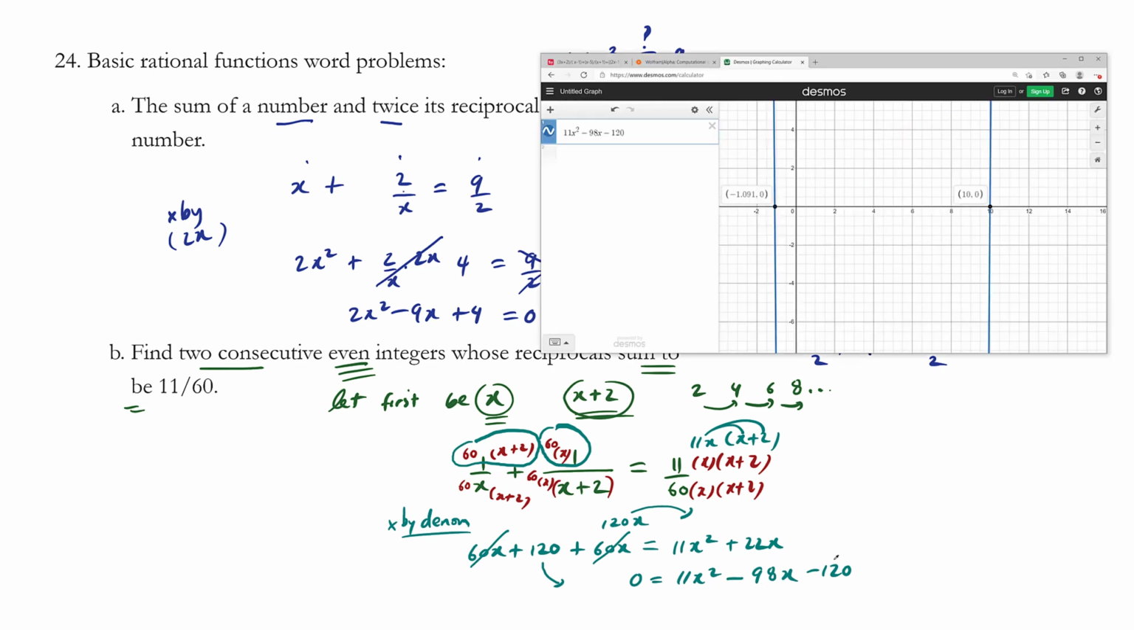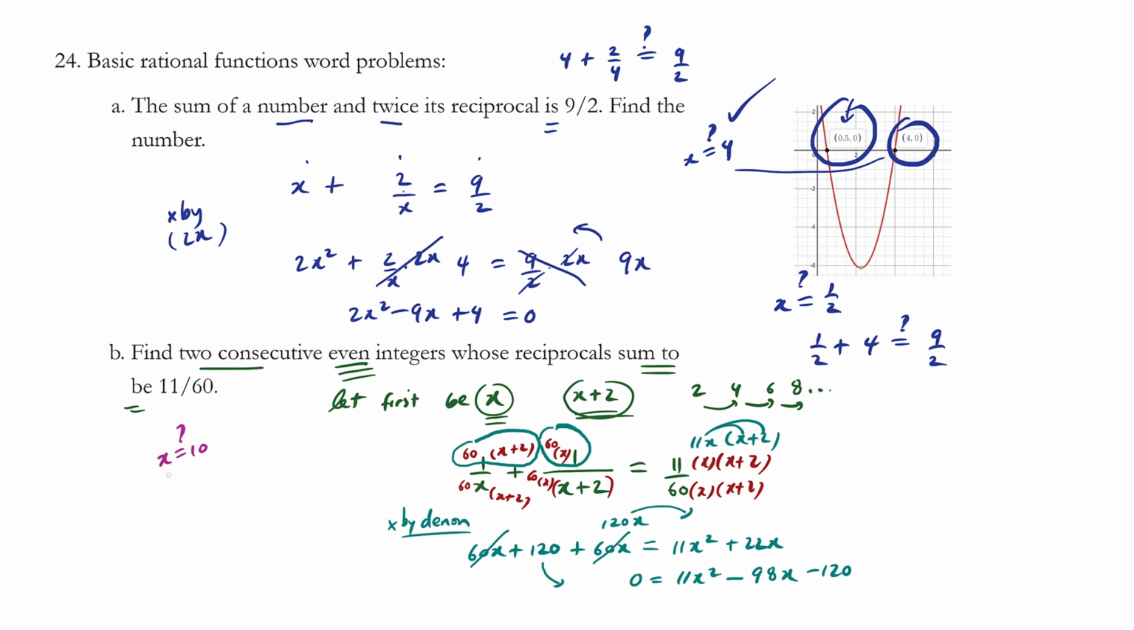We could try to use the quadratic formula to find these answers. The answers are 10 and negative 1.091-ish. But we reject this answer because we're looking for an x value that is an integer, and this is a decimal number. So we're going to use x equals 10, and we'll test it out.